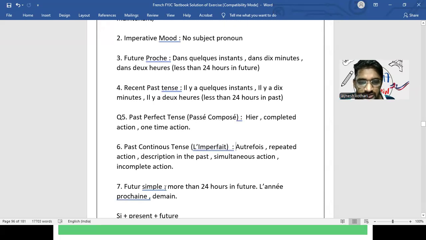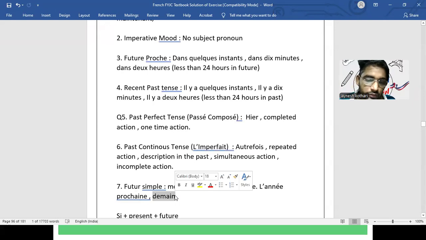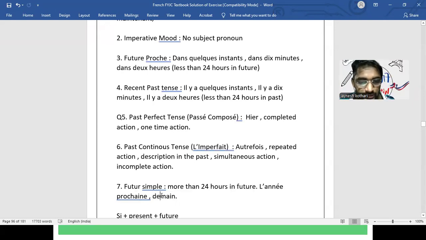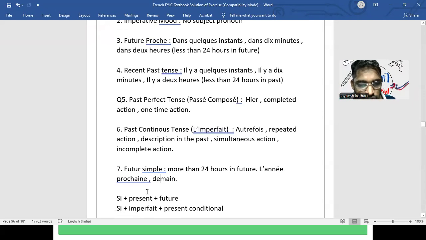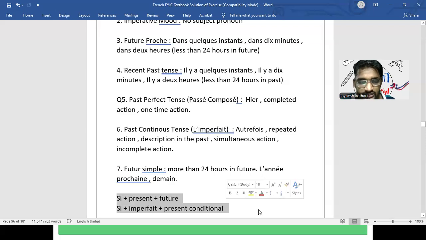For future simple, students, if it is less than 24 hours in the future, it will be futur proche. If more than 24 hours, it will be future simple. For example, l'année prochaine, next year, or tomorrow. Tomorrow is also an indication for future simple. And students, these last two things you have to remember. If the sentence has "si", which means if: si plus present plus future, si plus imperfect plus present conditional. This is the formation of the sentence.